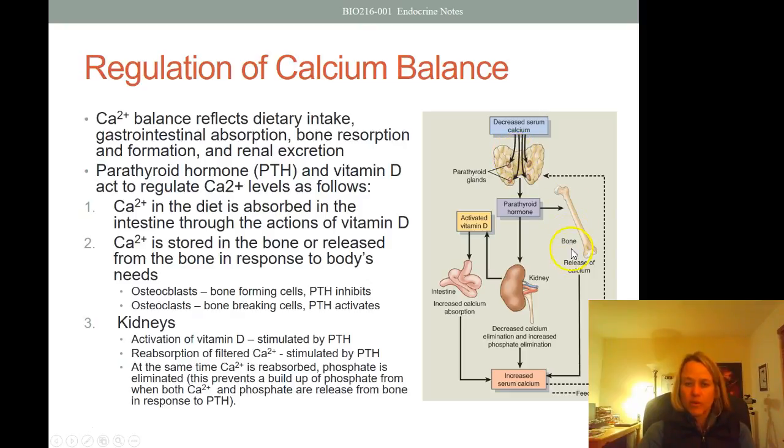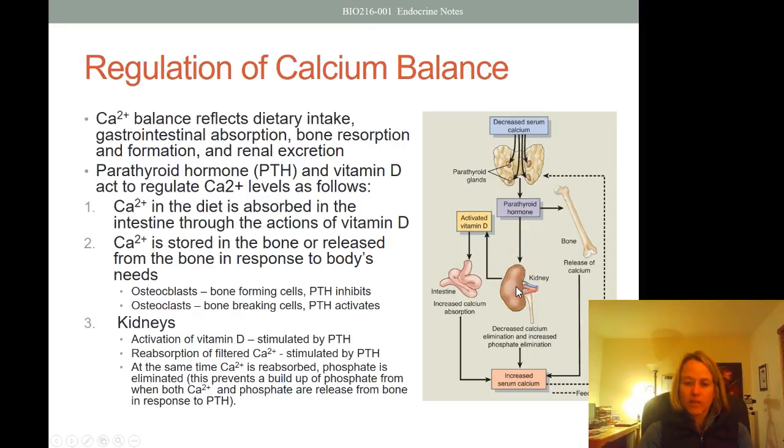Calcium stored in the bone can be released from the bone in response to the body's needs, and this is stimulated by parathyroid hormone. So parathyroid hormone activates osteoclasts, which break down bone and release calcium into the blood. The kidneys play a role by activating vitamin D, as I mentioned, to increase calcium absorption in the gut. The kidneys also cause reabsorption of filtered calcium, which is stimulated by parathyroid hormone.